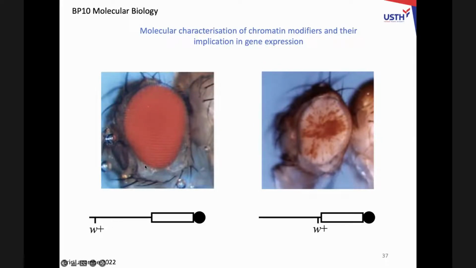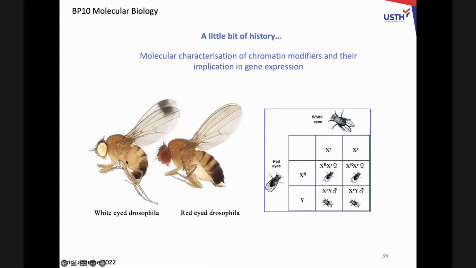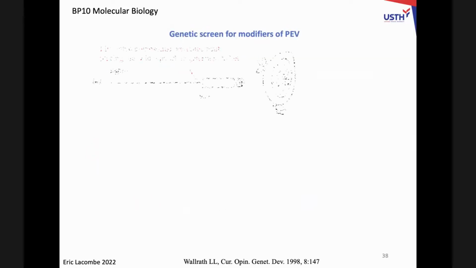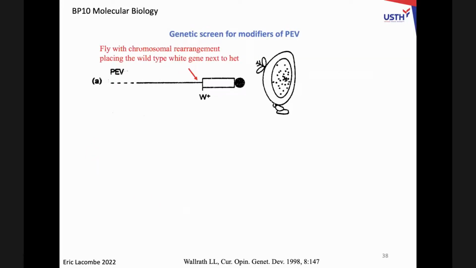On the left, it's the wild type. On the left here, the white-eyed is the mutant, and the red-eyed is the wild type. Is it okay? Do you understand?